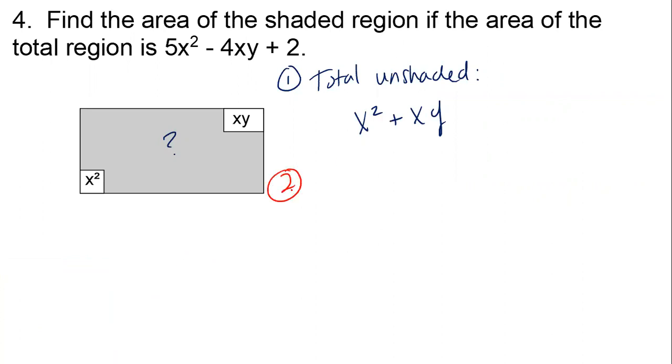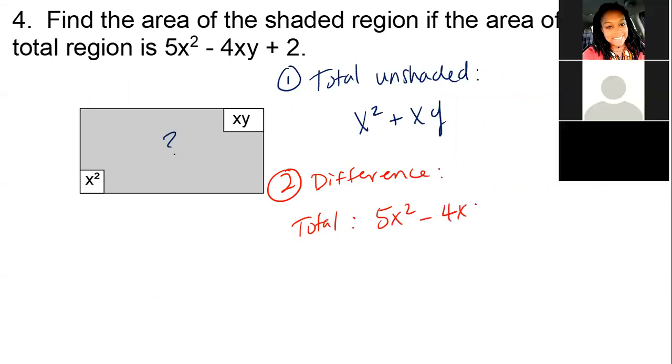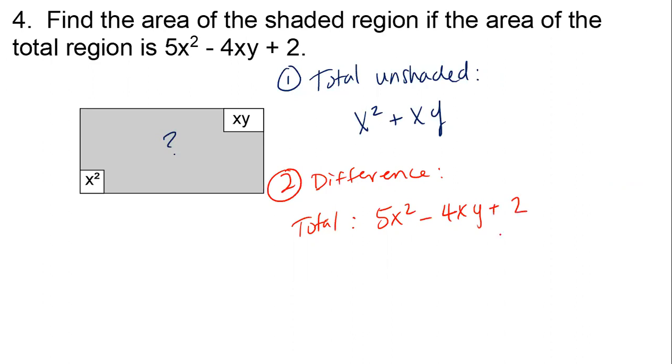The second thing we're going to do is like we did in a previous problem. It's our total minus our unshaded. So we're going to find the difference. So the total is 5x squared minus 4xy plus 2. And our unshaded total is x squared plus xy.